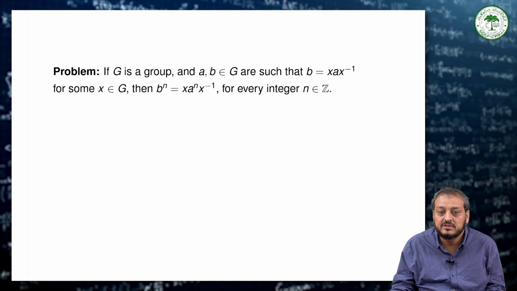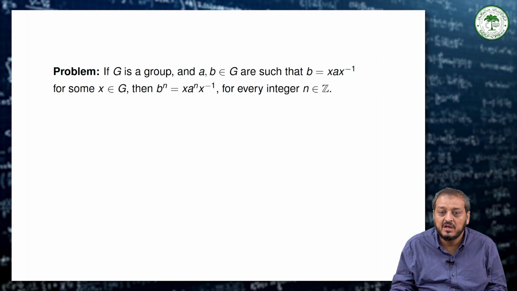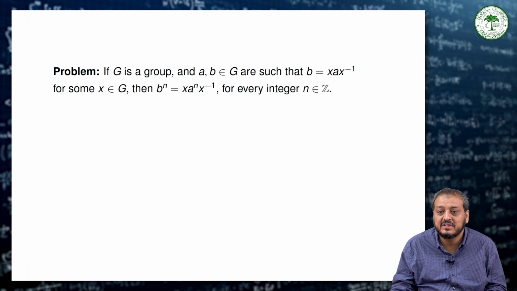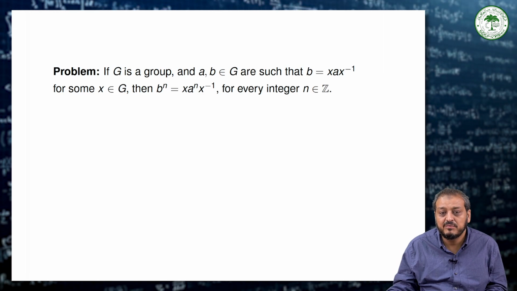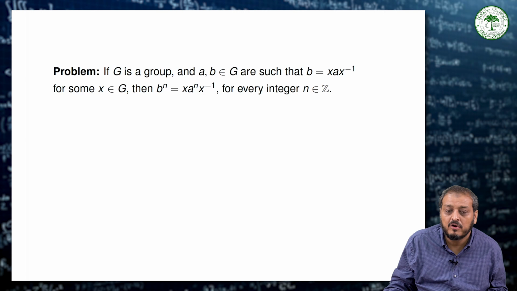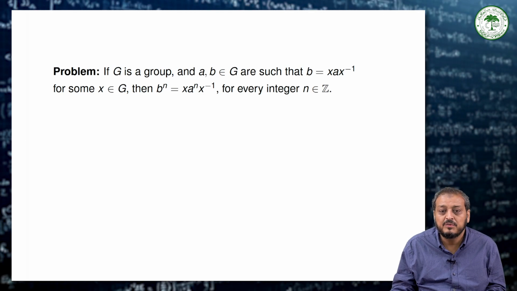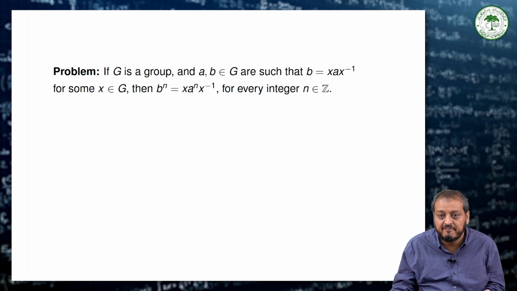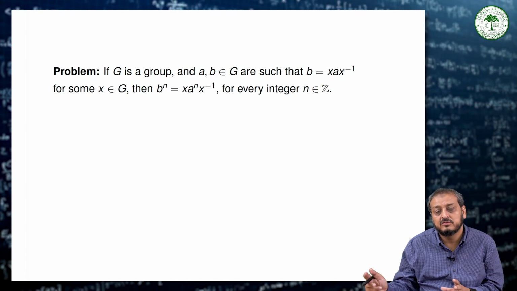If G is a group and a and b are elements of G such that b can be written in the form x a x inverse for some x belonging to G, then b to the power n is equal to x a to the power n x inverse for every integer n in Z.